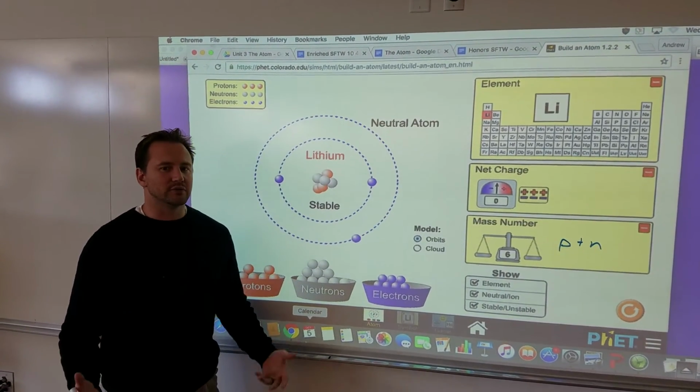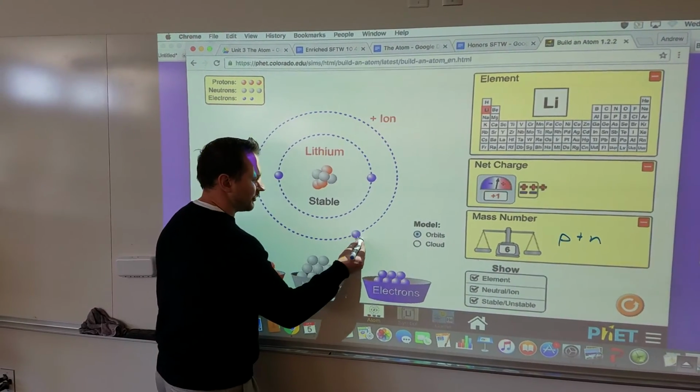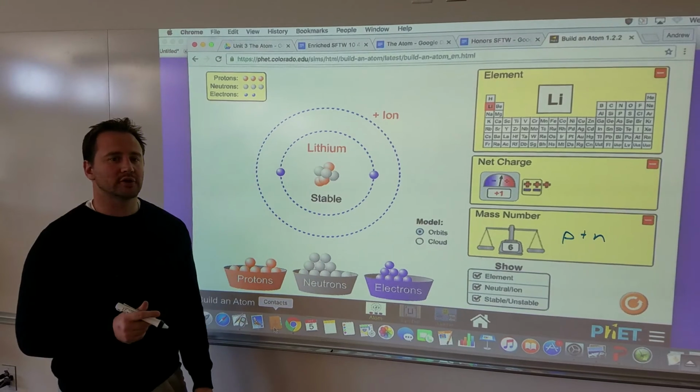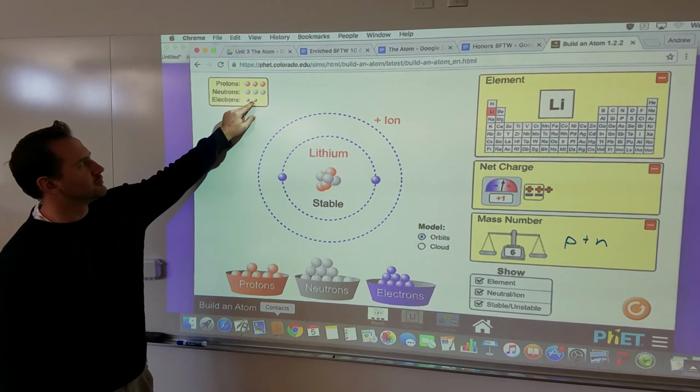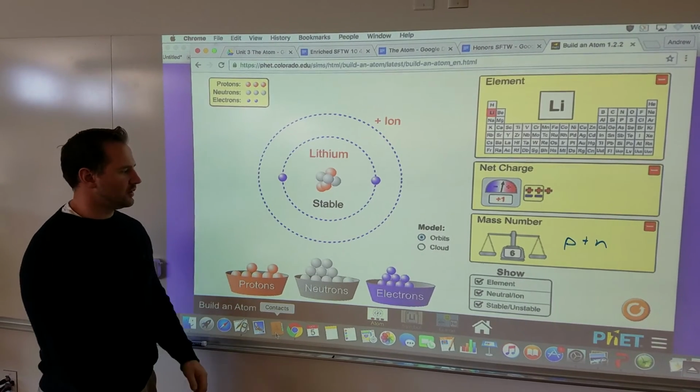Atoms like to gain or lose electrons if possible to complete their outer shell. So lithium, to do that, would lose 1 electron. Since now you have 1 more proton than electron, you have a positive balance, so it's a positive 1 ion.